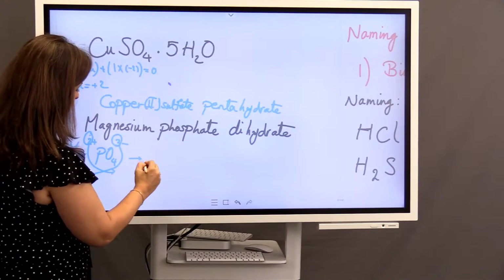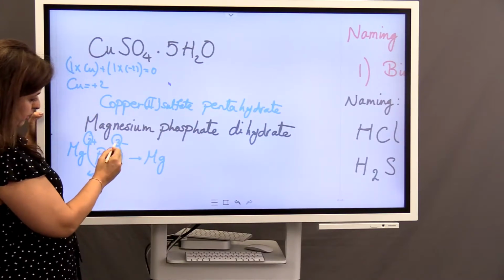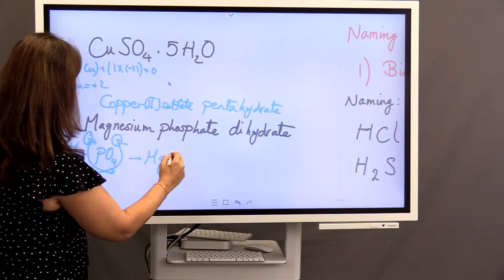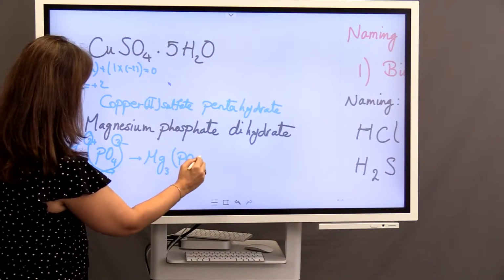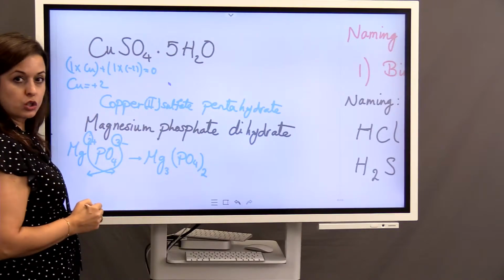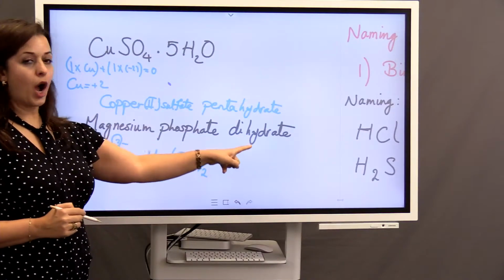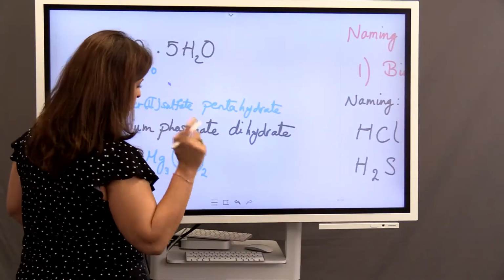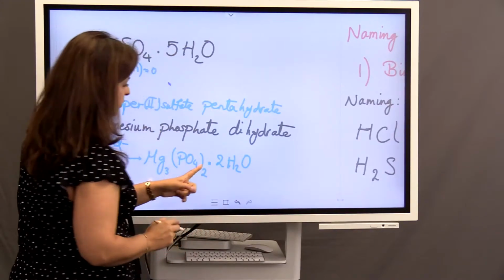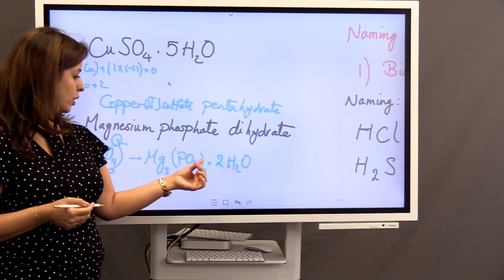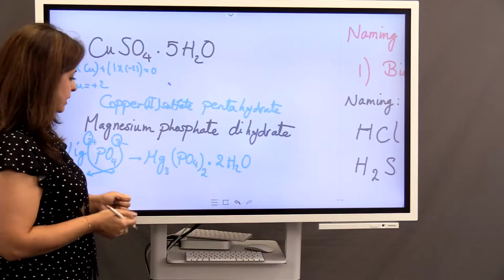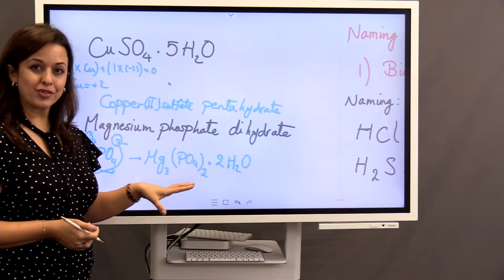So it's going to be Mg. The subscript for Mg is 3, because that was the charge of phosphate. And for PO4, the subscript is going to be 2, which was the charge on magnesium. So this is magnesium phosphate, and how many water molecules do we have? Di is 2. Dot 2 H2O. Please don't forget to put the dot, because that's a part of the rule for naming hydrates. That is naming hydrates. Very easy after you have learned ionic compounds, right?